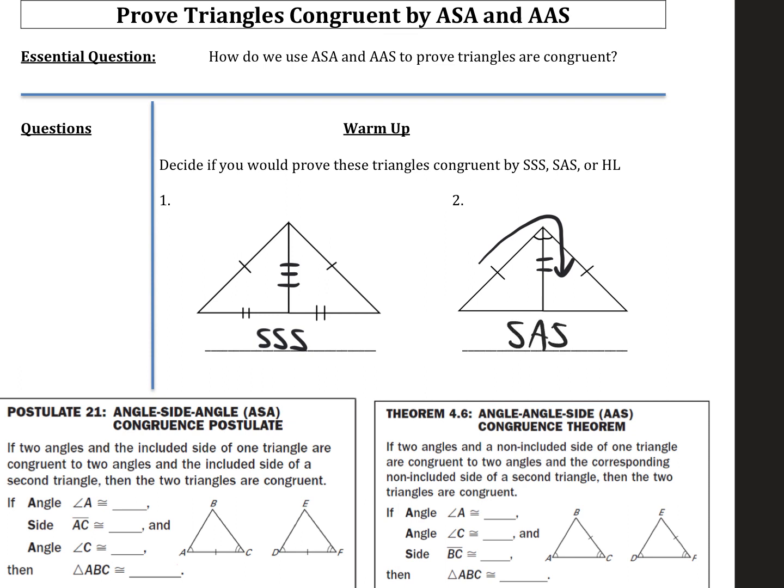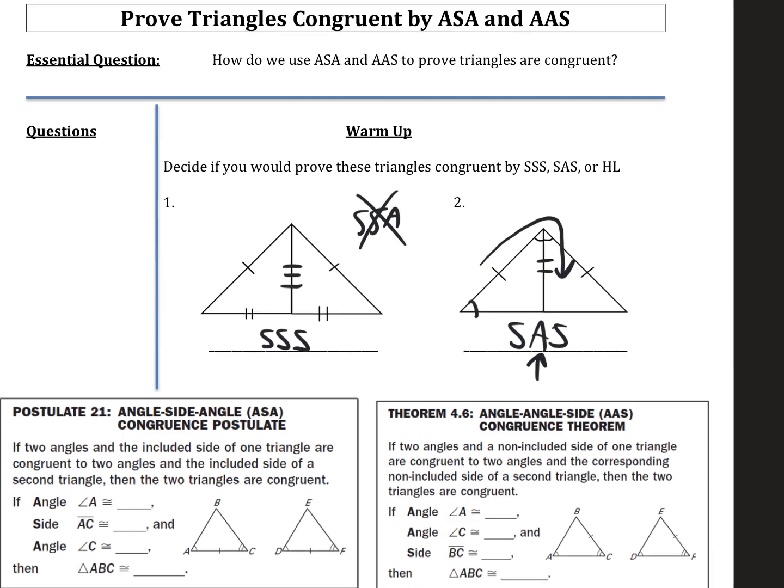Okay, you always want to go around the triangle and see, like, if the angle were over here, that would be side, side, angle, which is not a thing, right? So we can't. You have to be careful where the angle is. For side, angle, side, the angle has to be between the two other congruent sides.